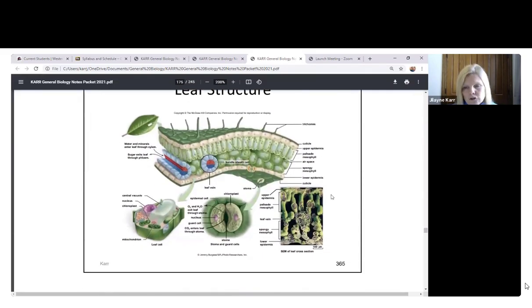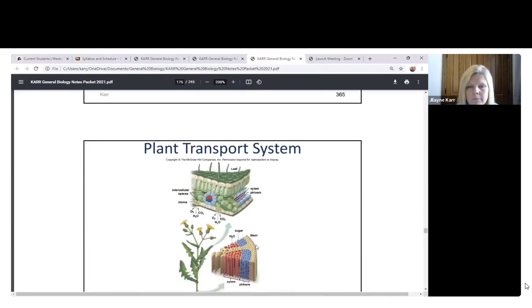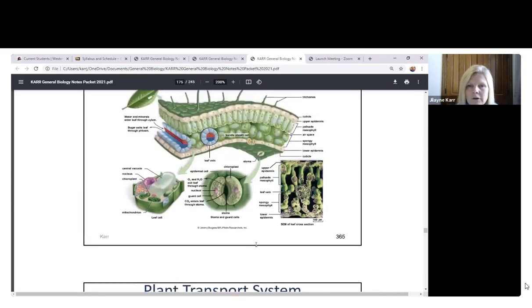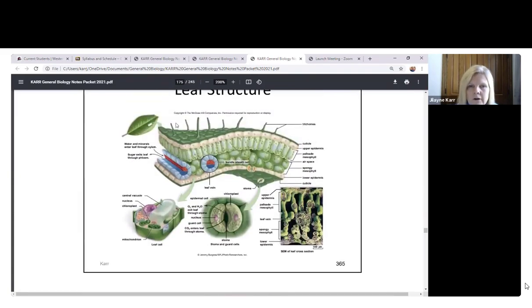So looking at the structure of a leaf, we have lots of different structures here that are quite important. Looking at how things are transported, I'm just going to show some basic layers here. We have this waxy cuticle, which is the top layer. Remember, that's just for keeping water in, so the water doesn't escape from the leaf.